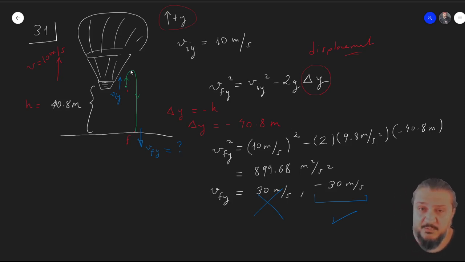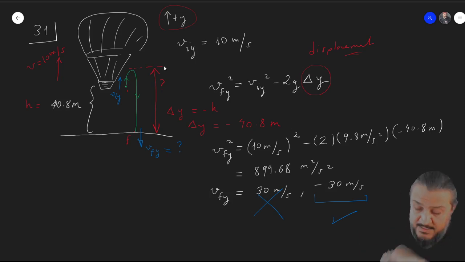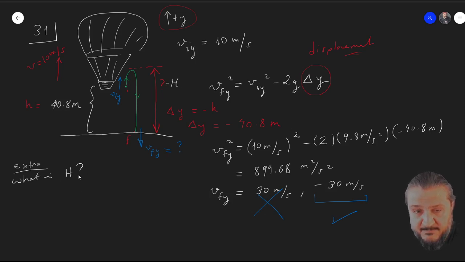So I was saying, what would be the maximum height? Let's call this, this is not part of the problem. I'm just asking you now. What would be the maximum height, and how would you find that? So let's say extra parts. What is h? Let's call this h, capital H, the maximum height.